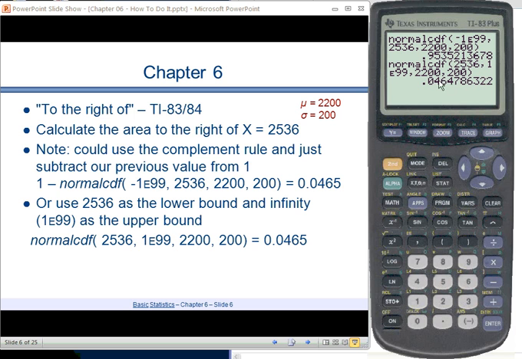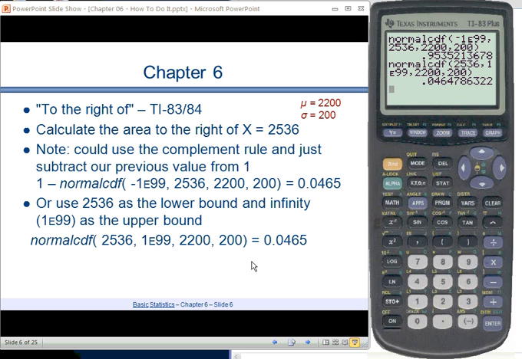Okay, so that's how you get the minus 1E99, which is minus infinity, and the 1E99, which is plus infinity, on your calculator. And again, the minus 1E99 can only be the first entry for normal CDF, and the 1E99 can only be the second entry, because the left bound can be minus infinity, the left bound can't be plus infinity, and the right bound can be plus infinity. The right bound of the area can't be minus infinity. So that's how you enter those in.